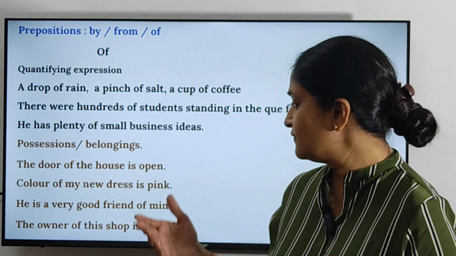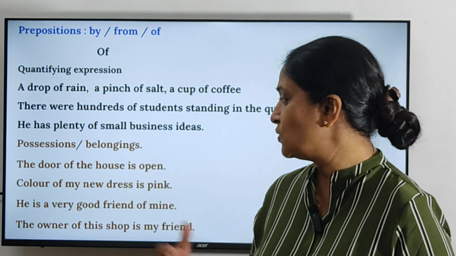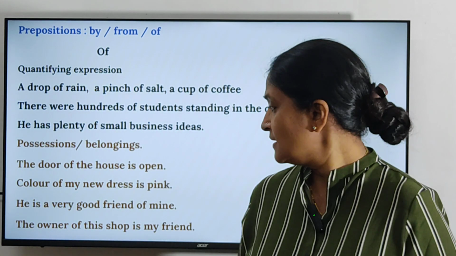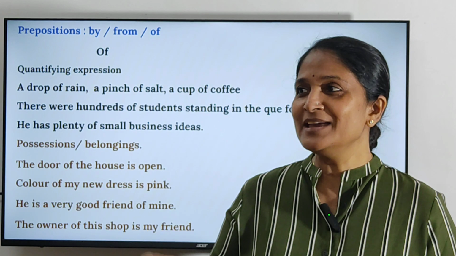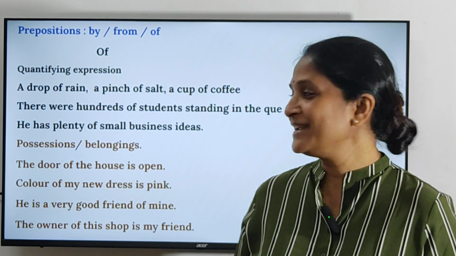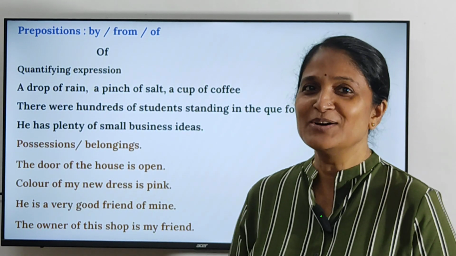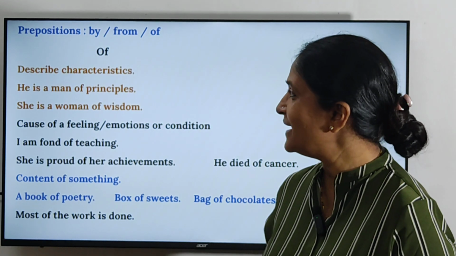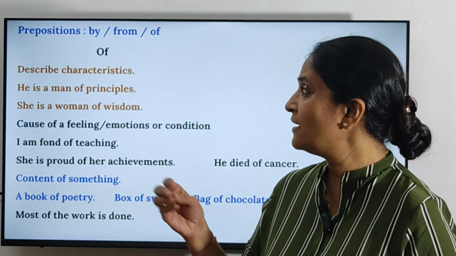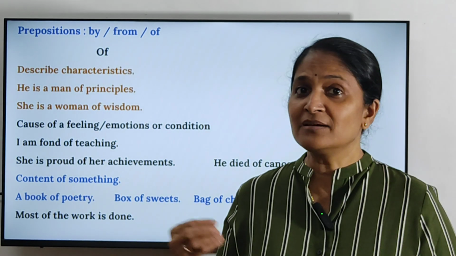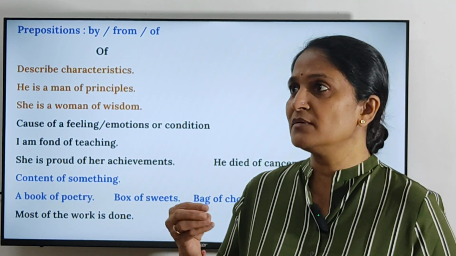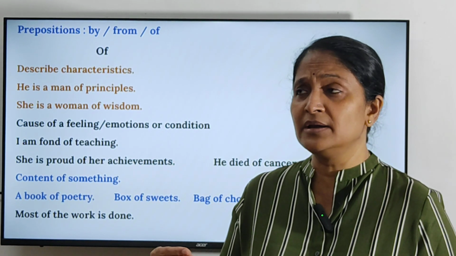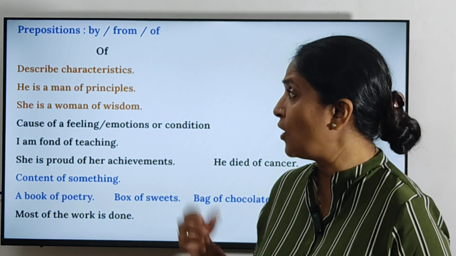The owner of this shop is my friend. He is the father of the child, right? So this is about possession of. Let's move ahead. Now, see, now here it describes characteristics, right? So when you describe anything, right, or you talk about characteristics, quality, at that time you use of.